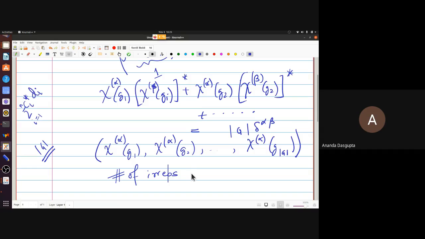The question is how many irreps can you have? Of course, not counting equivalent irreps as separate ones, only counting equivalent irreps once. I'm not asking for the exact number, but does this tell you anything about the number? Okay. How many orthogonal vectors do you have in ordinary 3D space?